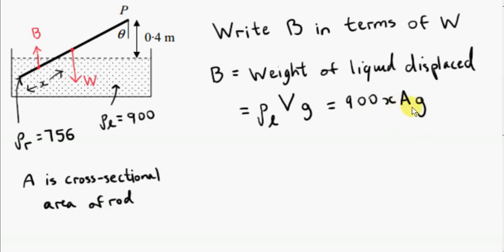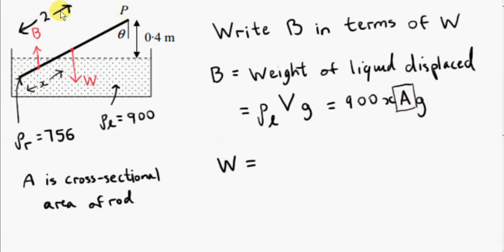Now we've introduced a new letter that we don't want. We want to actually get rid of it. So to get rid of this A, well, we can get A in terms of W actually. We need to consider the weight of the entire rod. We can write the weight of the entire rod in terms of A, so then we can sub in for this A and get rid of A.